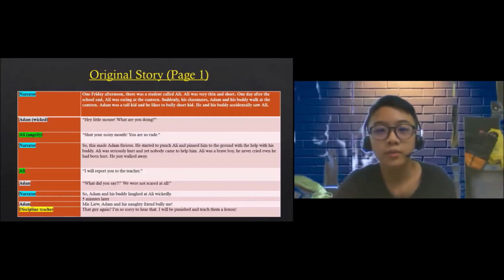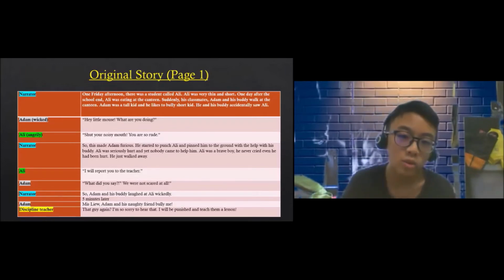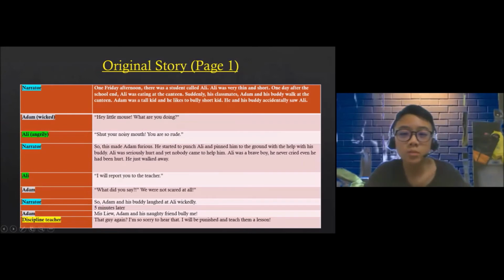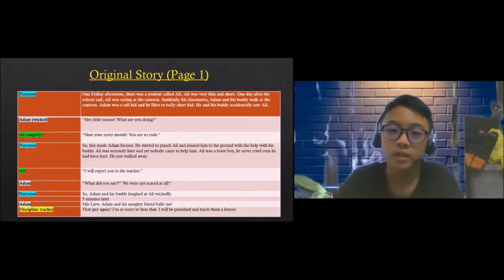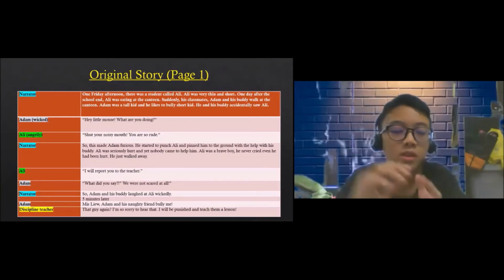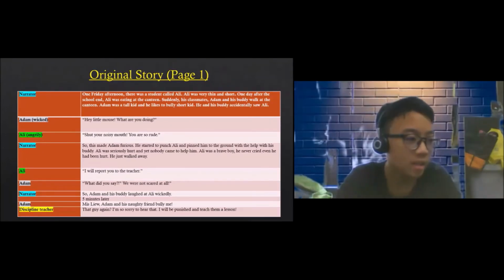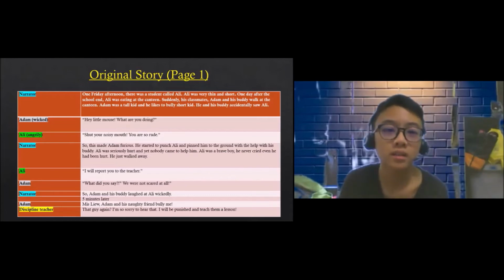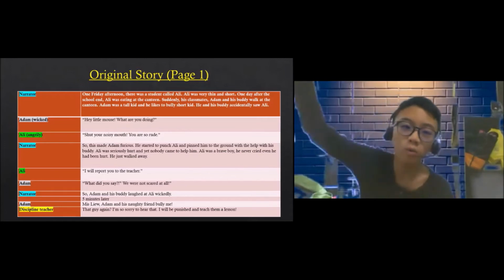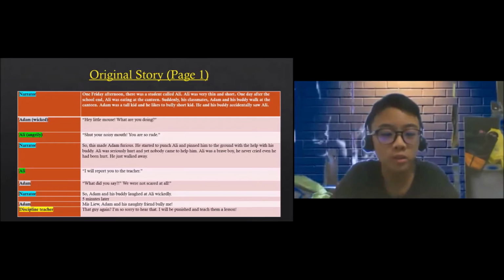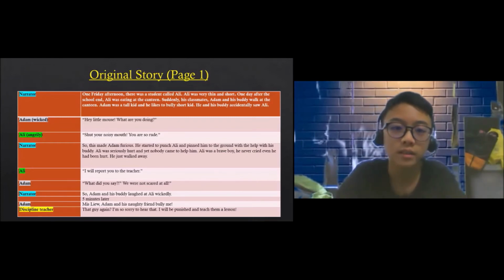One Friday afternoon, there was a student called Ali. Ali was very thin and short. One day after school ended, Ali was eating at the canteen. Suddenly, his classmates, Adam and his buddy, walked into the canteen. And Adam was a tall kid, and he liked to bully short kids. He and his buddy accidentally saw Ali.